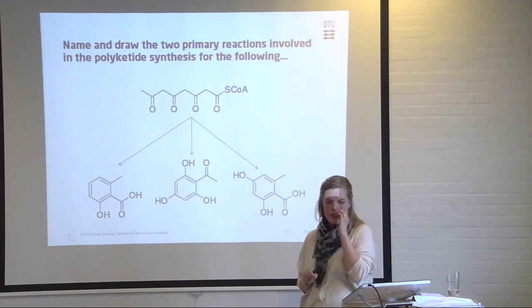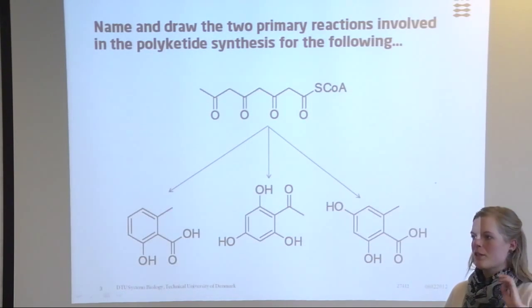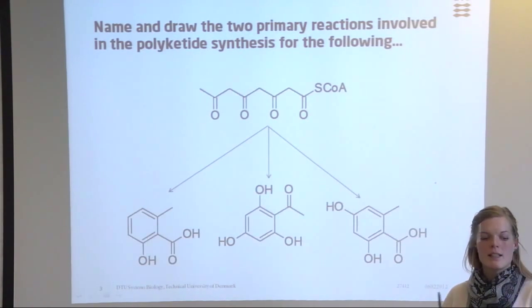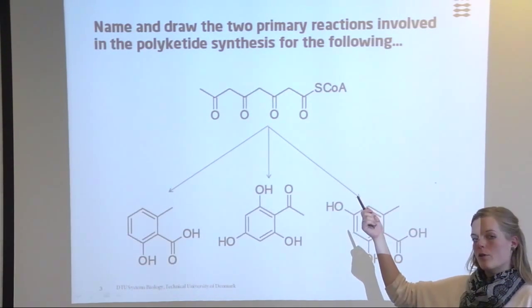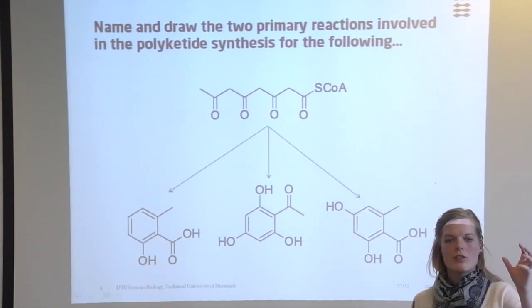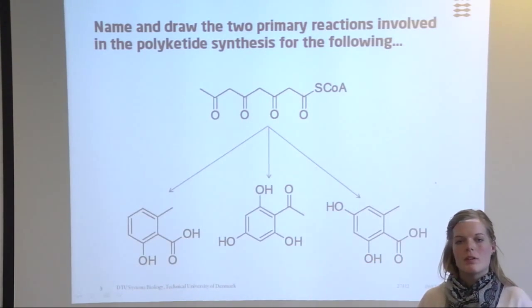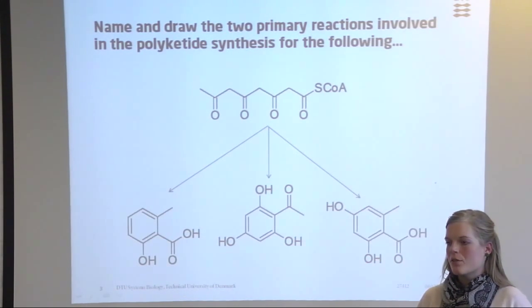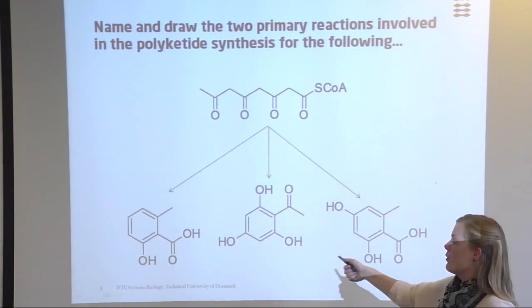The next exercise is the early stages of retrosynthesis. So we want you to recognize the original polyketide chain. In this case, it's given for you. But to recognize the reactions coming from that chain to the three products below, and that has everything to do with folding of that chain. So one chain can give three different products.